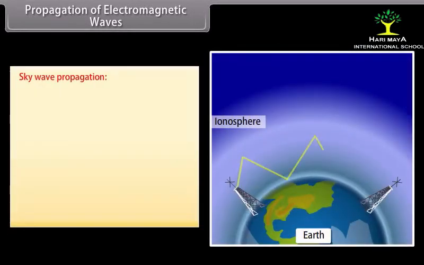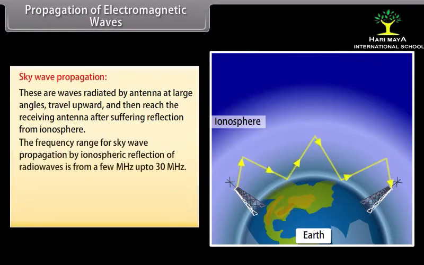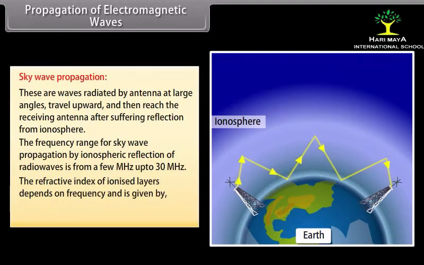Skywave propagation. These are waves radiated by the antenna at large angles, travel upward and then reach the receiving antenna after suffering reflection from the ionosphere. The frequency range for skywave propagation by ionosphere reflection of radio waves is from a few megahertz up to 30 megahertz. The refractive index of ionized layers depends on frequency and is given by under root 1 minus 81 upon f square.